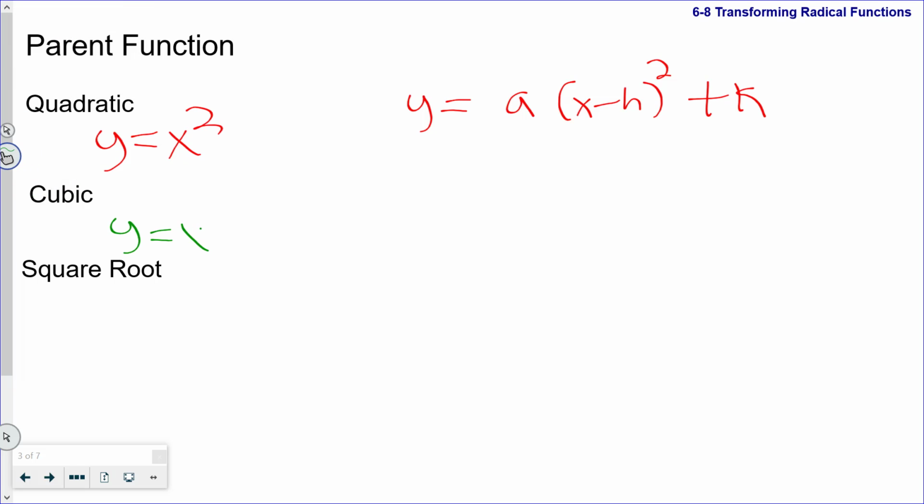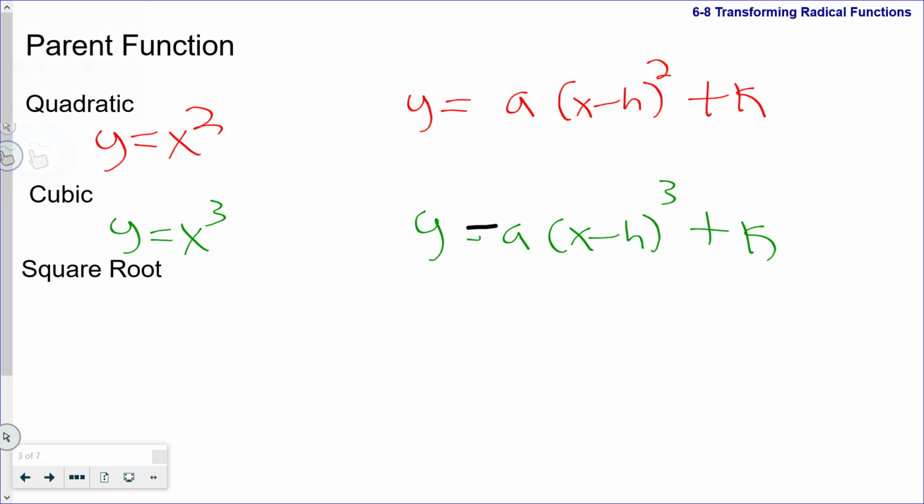Chapter 5, we did cubics. This is the parent function of a cubic function, and the general form for cubics was y equals a(x minus h) to the third plus k. Everyone remember doing this. K is vertical, up and down. H is horizontal, left and right. A is compression or stretch. And if there's a negative, there's a reflection.